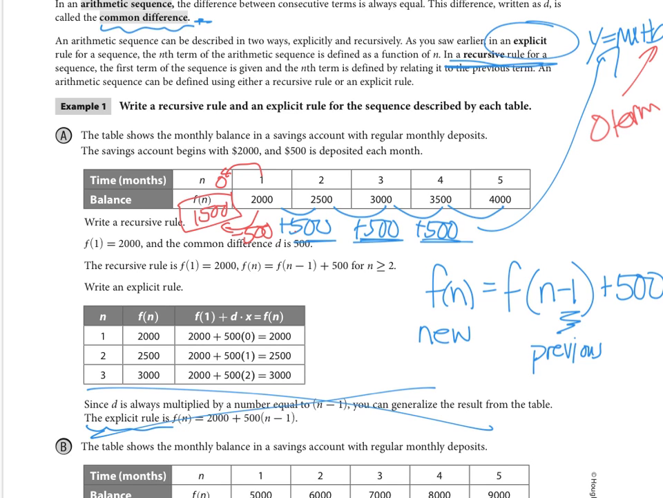So now I could write the equation. The explicit rule would be y equals 500x plus 1,500. And there you go.